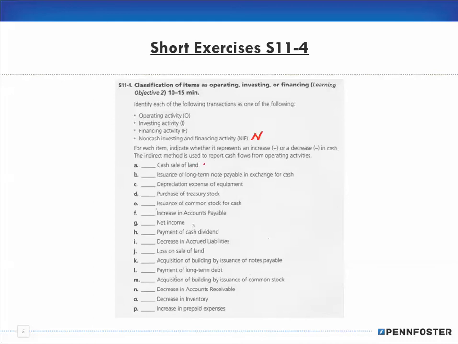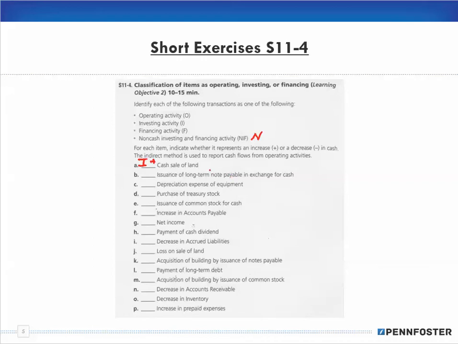Well, if we're selling land, that's like a long-term asset, right? And the long-term assets happen to come underneath the investing activity. And since we're increasing our cash, that would be an I for investing, and we're increasing, so that would be a plus. Right? 2, issuance of long-term notes payable in exchange for cash.